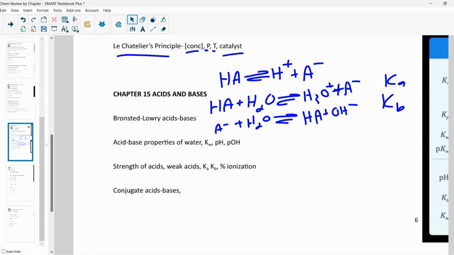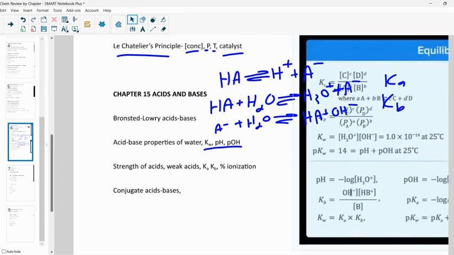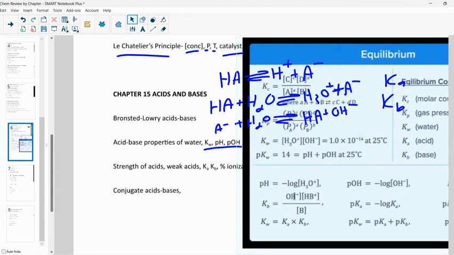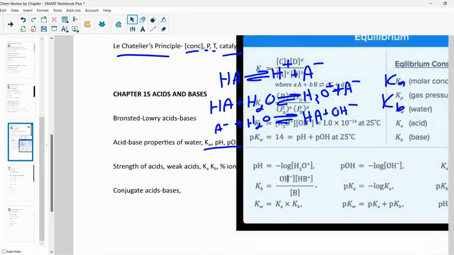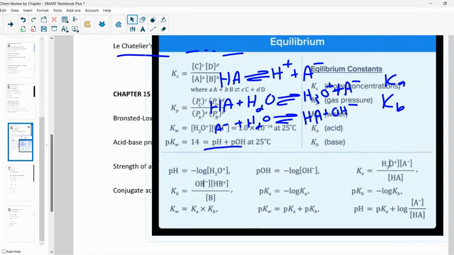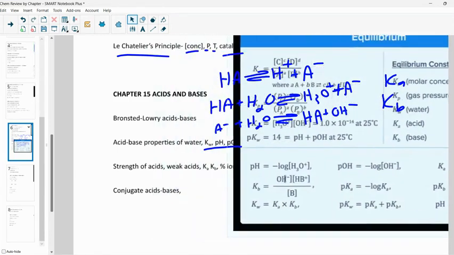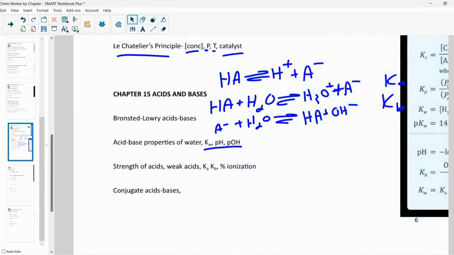I think we're pretty good with our Kw, pH, pOH, doing our calculations there. Again, we get those equations down here. We get our Kw. We get our pH plus pOH is 14. We have what Kb looks like. We have what Ka looks like. We have our pKa, pKb, that kind of stuff. And we have our Henderson-Hasselbalch. What else we got?